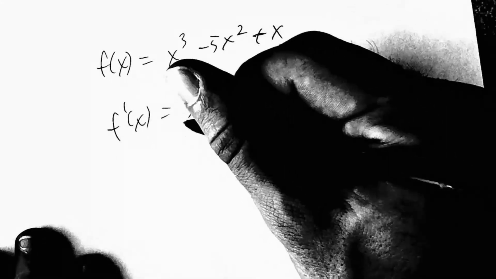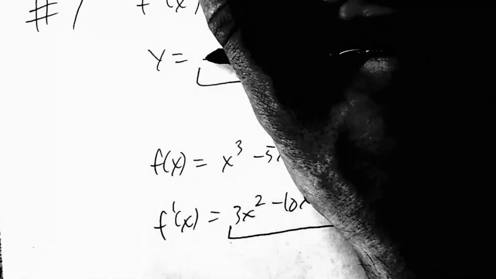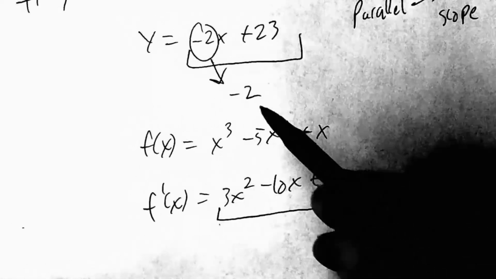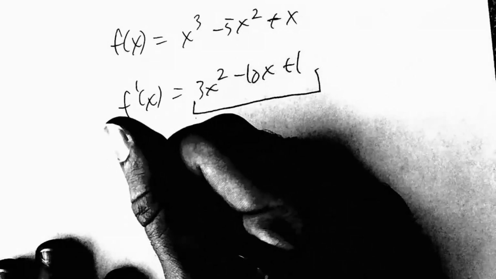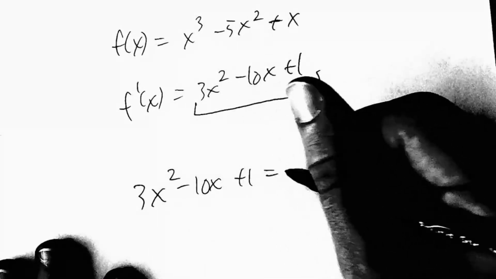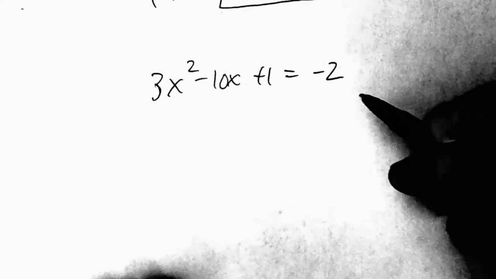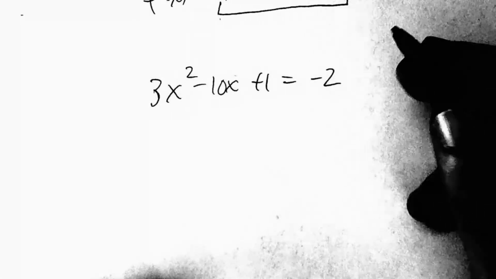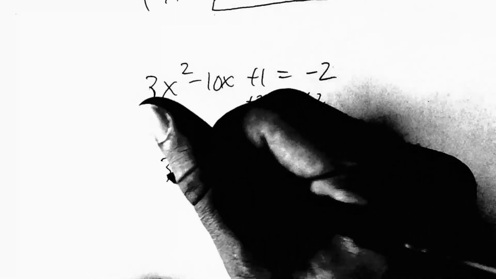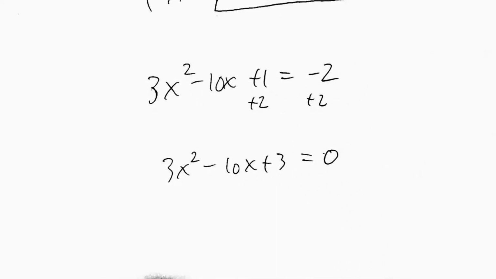Okay, so when does this equal the slope of this line? Well, the slope of this line is negative 2. So I'm going to set the derivative equal to negative 2: 3x squared minus 10x plus 1 equals negative 2. This is the derivative, and this is the slope I want it to equal. Plus 2 to both sides. This is how you solve quadratics. 3x squared minus 10x plus 3 equals 0.